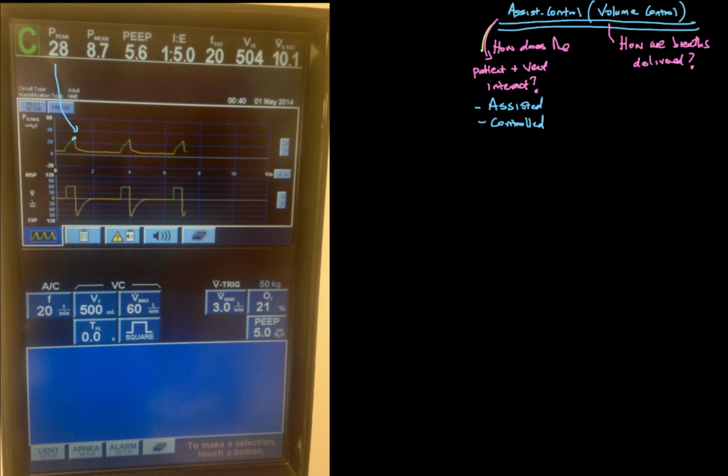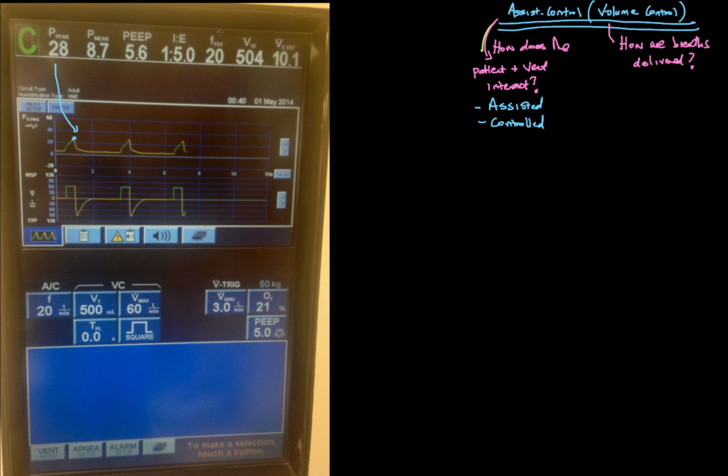This is our PEEP, our measured PEEP on the ventilator. Obviously we set a PEEP here, and ideally this should be the same as this. And this ventilator here, I hooked this up to a test lung when I was at work the other night. So it's not perfect in terms of measuring how it is, but this is the measured PEEP. This is our inspiratory to expiratory ratio. So 1 part inspiration for every 5 parts expiration, right?